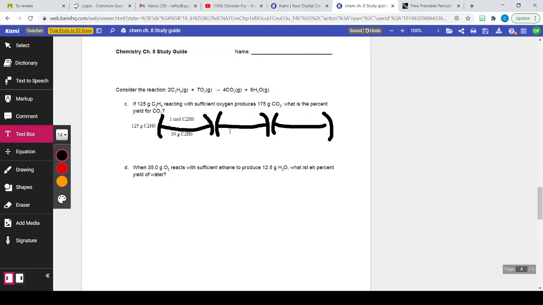And this is my mole to mole step, so I gotta use the equation. I'm trying to get to CO2, so that's 4. Now my moles to grams, so I'm going to use my periodic table. And this is 44 grams of CO2.